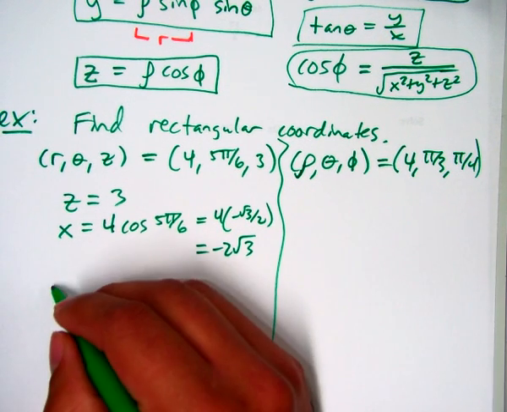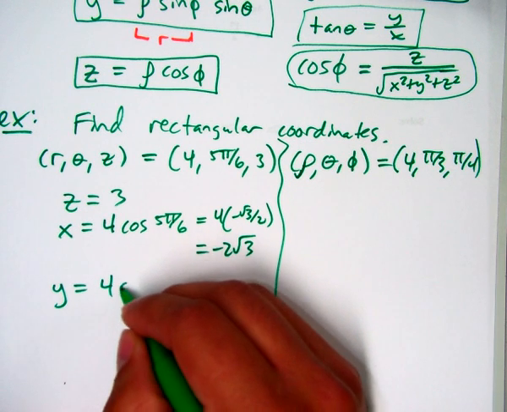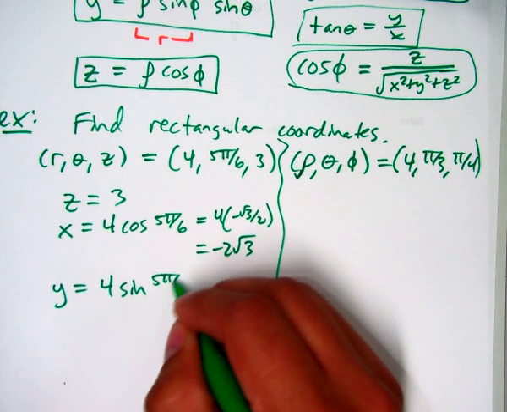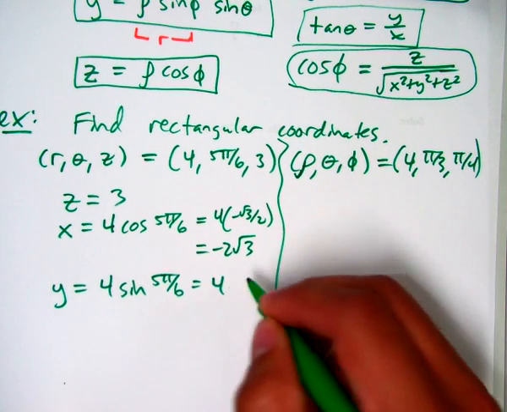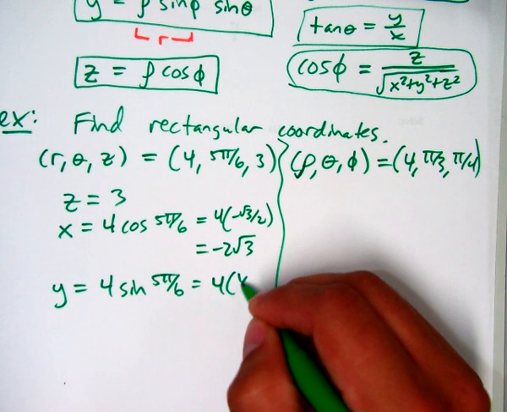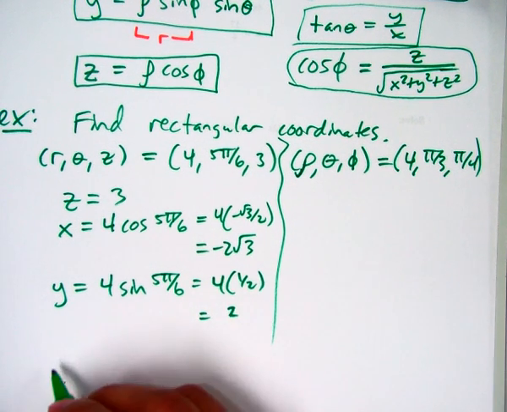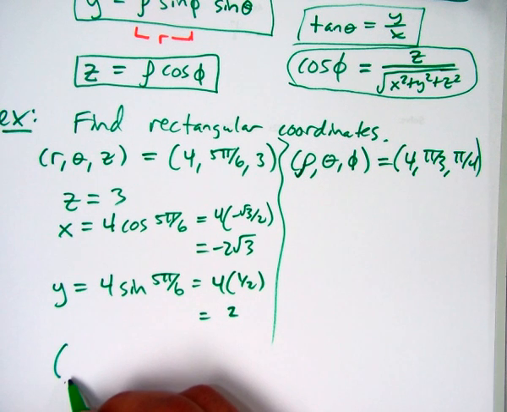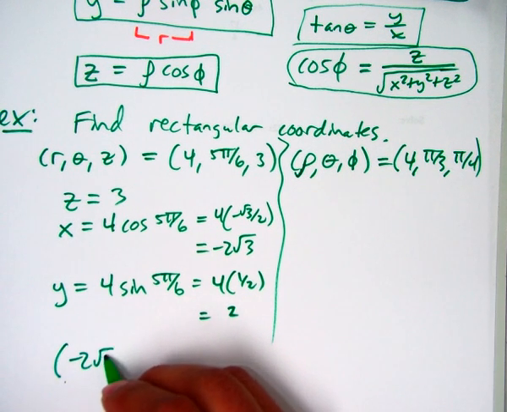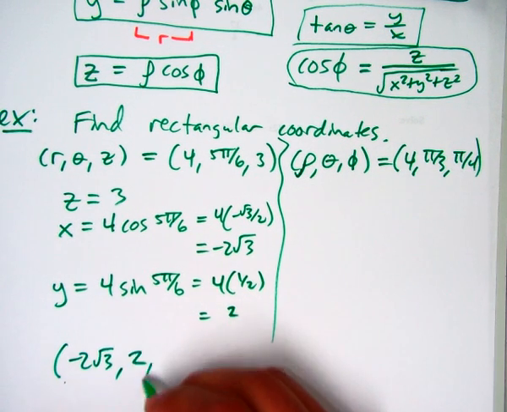And then y is just r sine theta. Quadrant 2 sine's positive, so that'll be 4 times a half, which is 2. So your answer would be x, which is negative 2 root 3, y, which is 2, and then z stays 3.